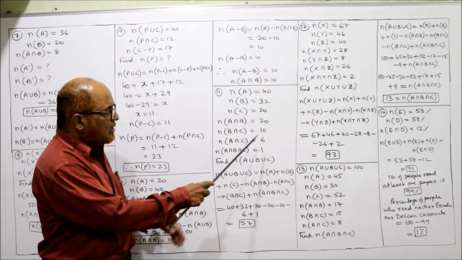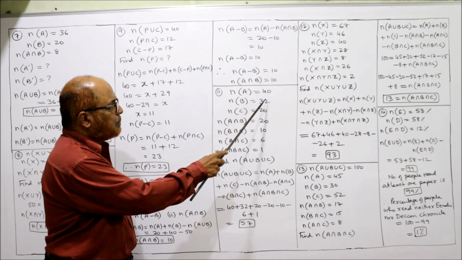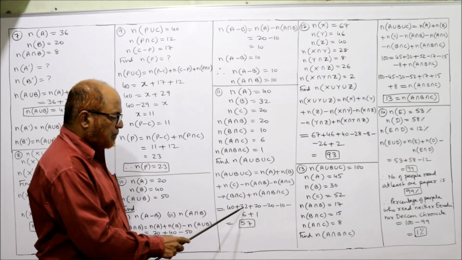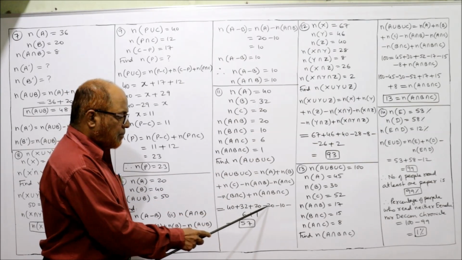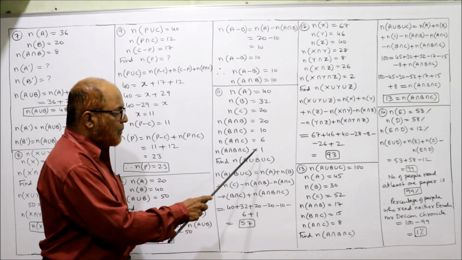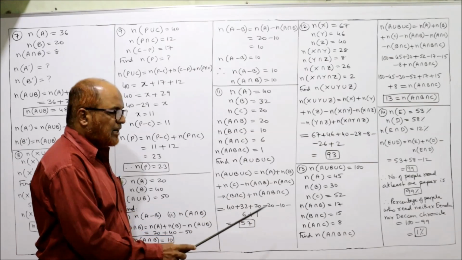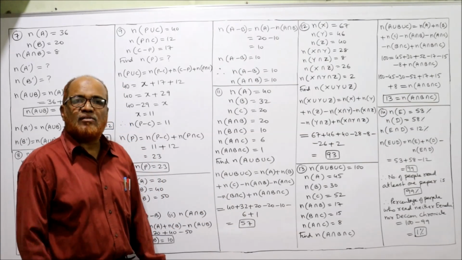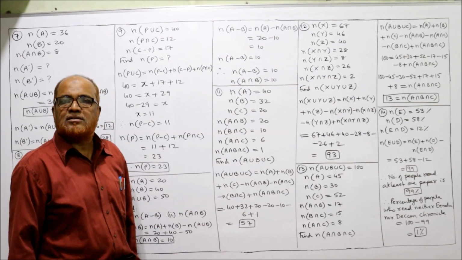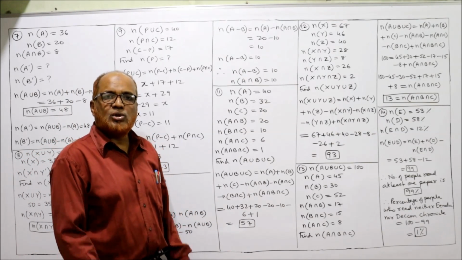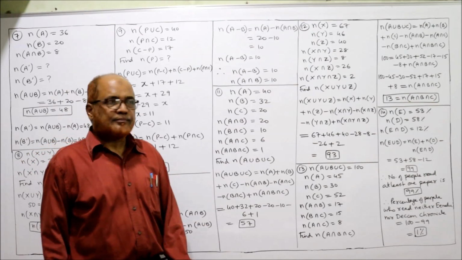Now all the values are given here. A, B, C: 40 plus 32 plus 20, minus 20, minus 10, minus 6, plus 1, ultimately 57. So what is this 57? N of A union B union C. That's it. So this is the problem number 11.